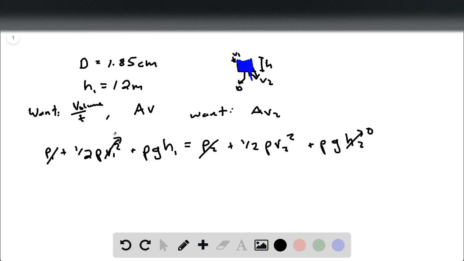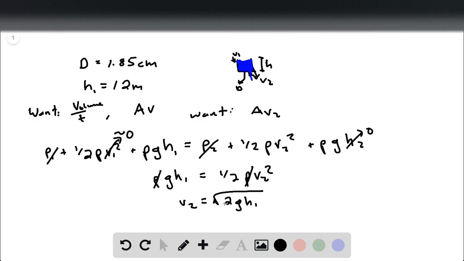So we can approximate V1 to 0, because basically we just have the potential energy of all the water at the top, assuming this tank is pretty big. So we just have rho g H, which we're given, that H is equal to 1/2 rho V2 squared. So you cancel out the density of the water, and then we can rearrange this so we have an equation for V2. It's going to be the square root of 2gH1. g is the acceleration due to gravity.